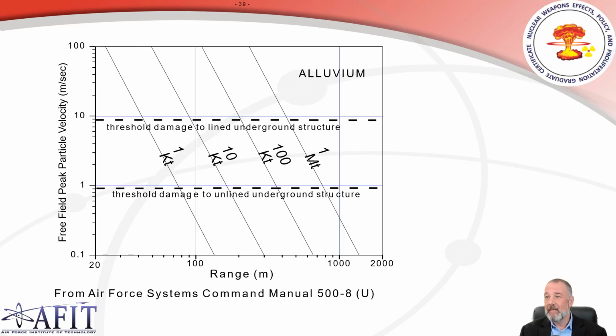Okay, then finally we have this particular plot here, which is 4 different yields, 1 kiloton all the way up to 1 megaton. And this is from the Air Force Systems Command Manual. And basically what we're doing here is, you could draw a bunch of successive lines in order to interpolate for a yield that was different from these particular ones.